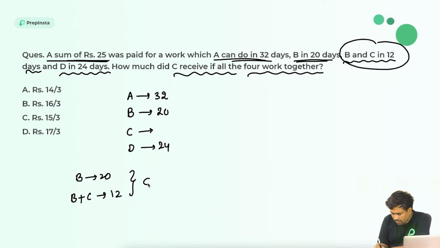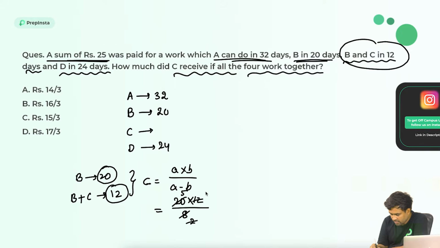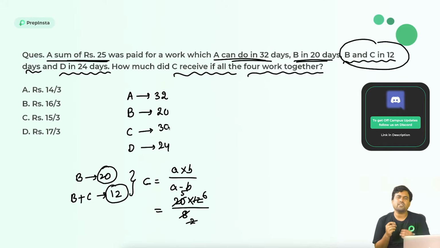So what is the C per day work? We have a simple formula for this type of time and work related problems. Always use the best methods to solve these type of problems. In order to find the individual, the formula is A into B by A minus B simply, which is nothing but the product of the days given, so 20 into 12 divided by the difference between them, 8. 4 will cancel this 5 times, 4 will cancel this 2 times, 2 will cancel this 6 times, 5 6 are 30. So C alone completes the work in just 30 days.